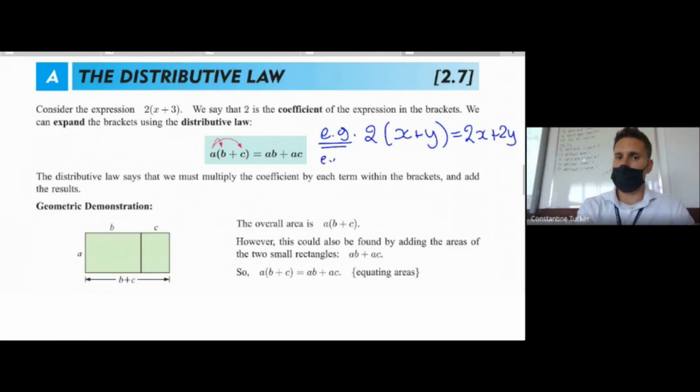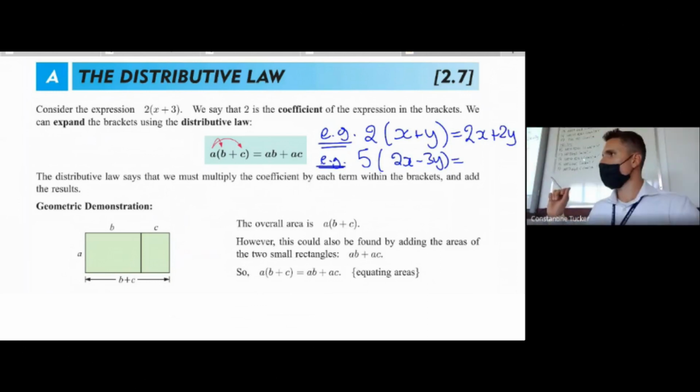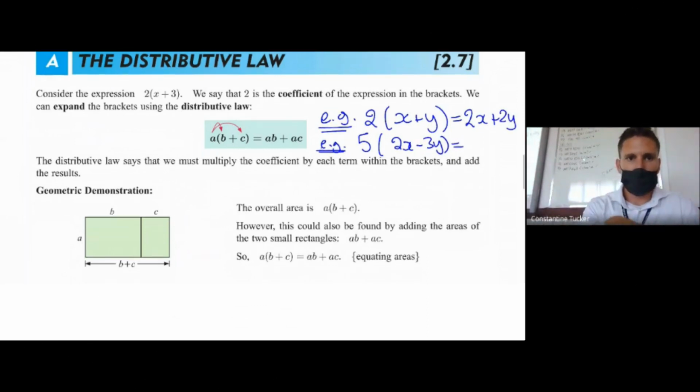Let me give you another example then. You seem to know your stuff already, guys. So another example would be, let's say we put a 5 in front, and let's say inside we've got 2x minus 3y. Then here, how would we expand? If I ask somebody else, give it a go. Excellent, nicely done. So here 5 times 2x and 5 times minus 3y, well, that's going to give us 10x minus 15y.